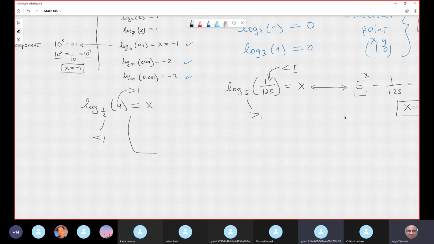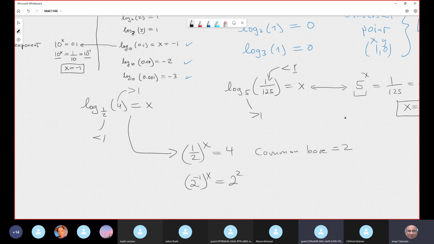Let's transform this statement from logarithmic to exponential, sorry. The base is 1/2. Look, I copy that number here. The exponent is x, and the answer is 4. How do you solve this exponential equation? Well, you find the common base, and the common base in that case, I suppose, is 2, because 1/2 is 2 to the negative 1, and 4 is 2 to the second power.